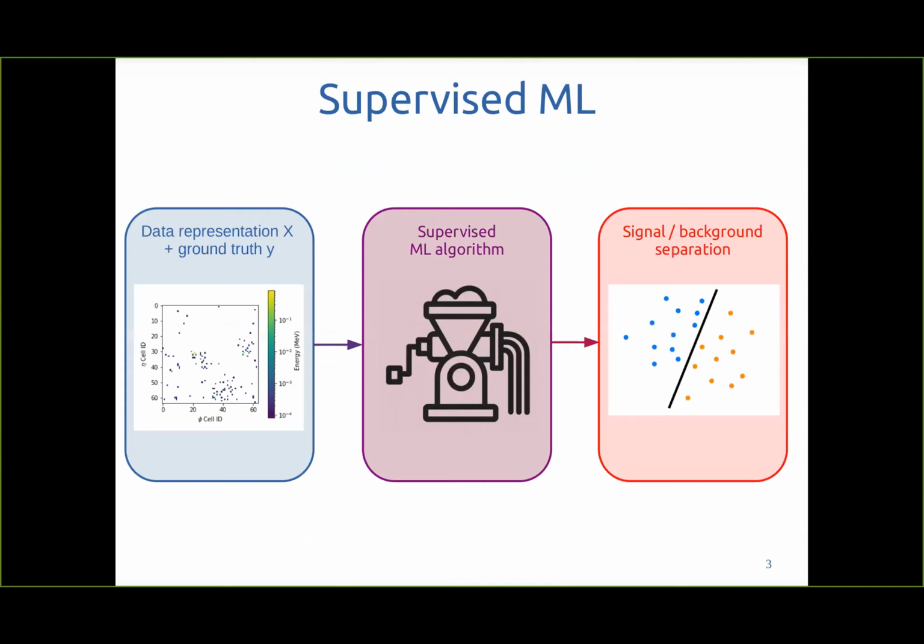So the example of supervised machine learning, textbook example: you have some features and data, you have a ground truth, you have your favorite supervised machine learning algorithm, and then you want to achieve some signal background separation. This is the nice plot where you can happily separate linearly. In practice, it's almost never the case. So you have to resort to other techniques.